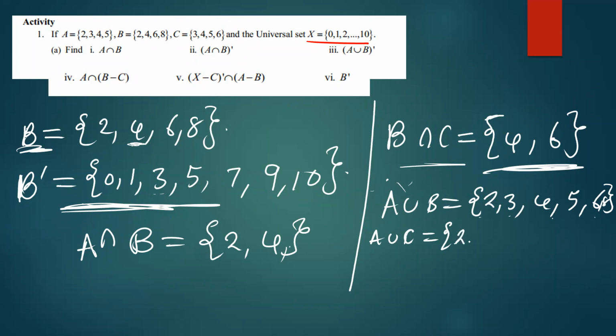2. Then we have 3. And then from there we have 4. Then we have 5. So we have 2, 3, 4, 5, and 6. This is what we found, right? Yeah. And then this is our A union C. And then A union B, we said 2, 3, 4, 5, 6, 8.